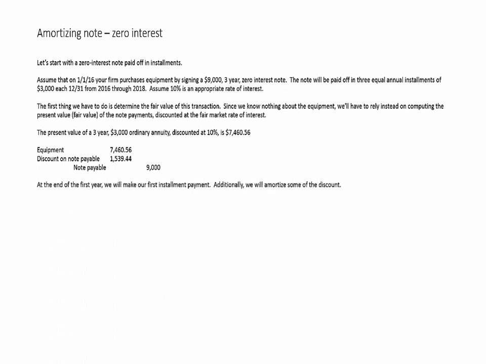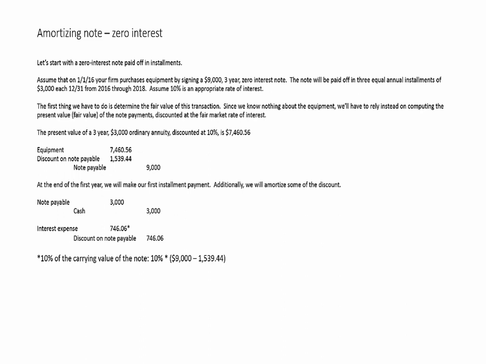At the end of the first year, we'll make our first installment payment. And additionally, we're going to amortize some of the discount. So we write our first $3,000 check, and since the note pays zero explicit interest, there's zero stated interest, the entire $3,000 goes to pay down the note payable. We compute the amortization of the discount, and again, the carrying value of the note, the face value minus the discount, is $7,460.56. Multiply that by the effective or market rate of interest of 10%, and we get interest expense of $746.06.